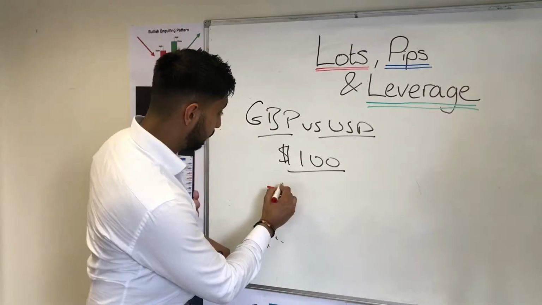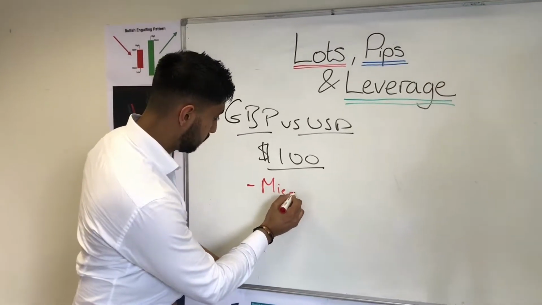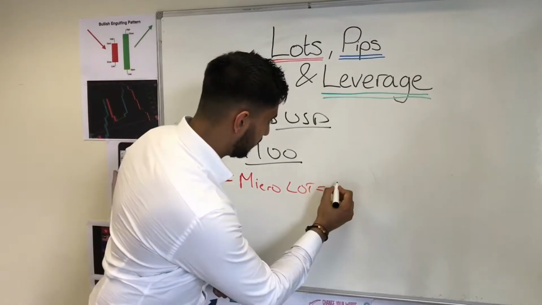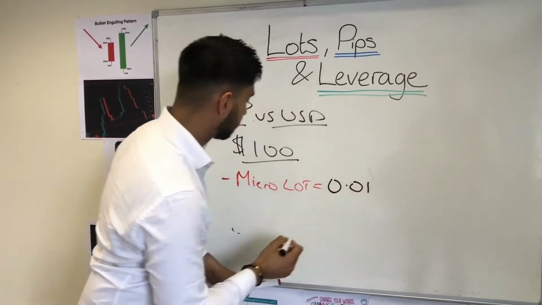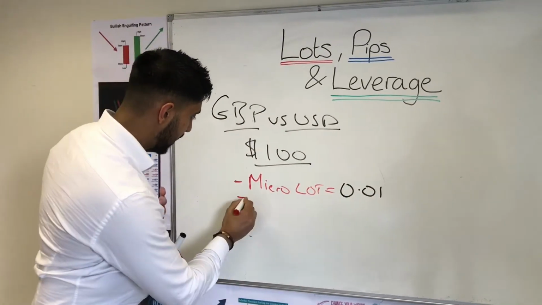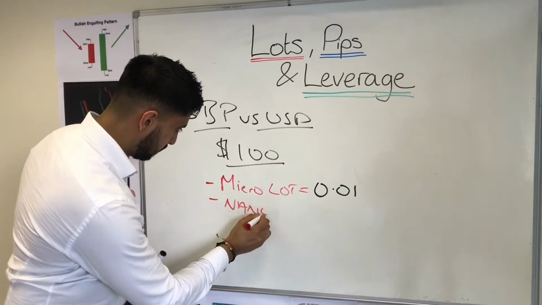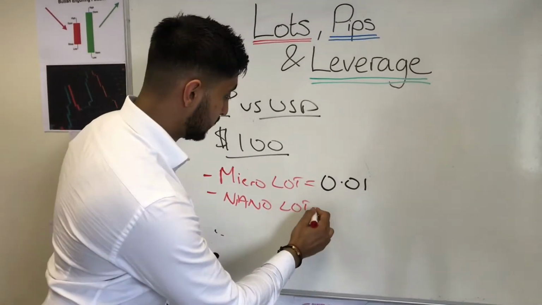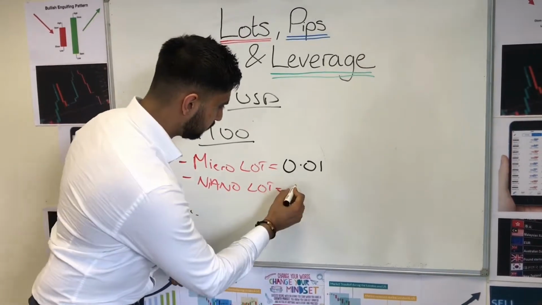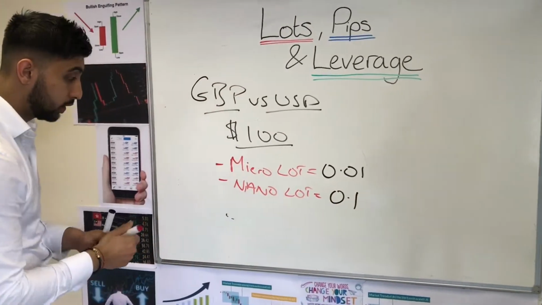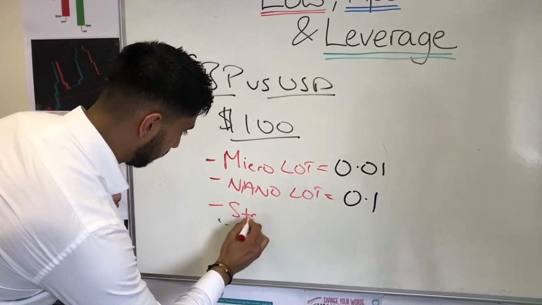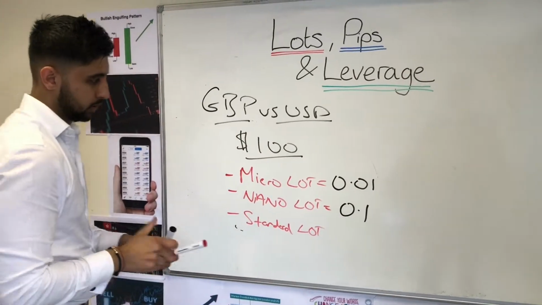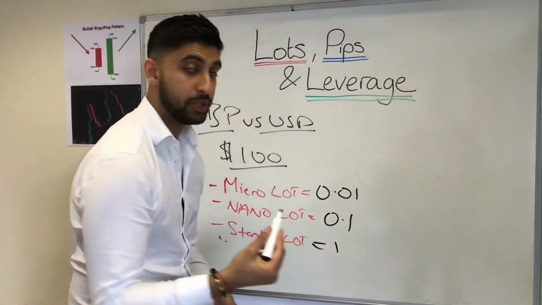So the first is micro lot size. I'm just going to put this in black. It will be 0.01. Next one is nano lot size. And don't worry, I will explain each part in detail. Put this in black as well. And then finally, standard lot size. Put this in black. Okay, so what does it all mean to you now?